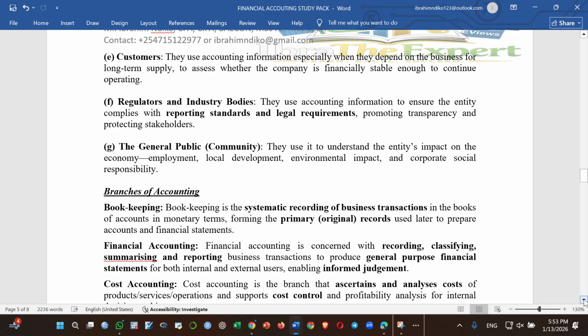And then you have the general public community. They want this information to ensure that the company also engages in local development, safeguards the environment, and also ensures what we call corporate social responsibility. For example, payment of fees for vulnerable people within the community, and so on. So that is the general public. So those are the users.